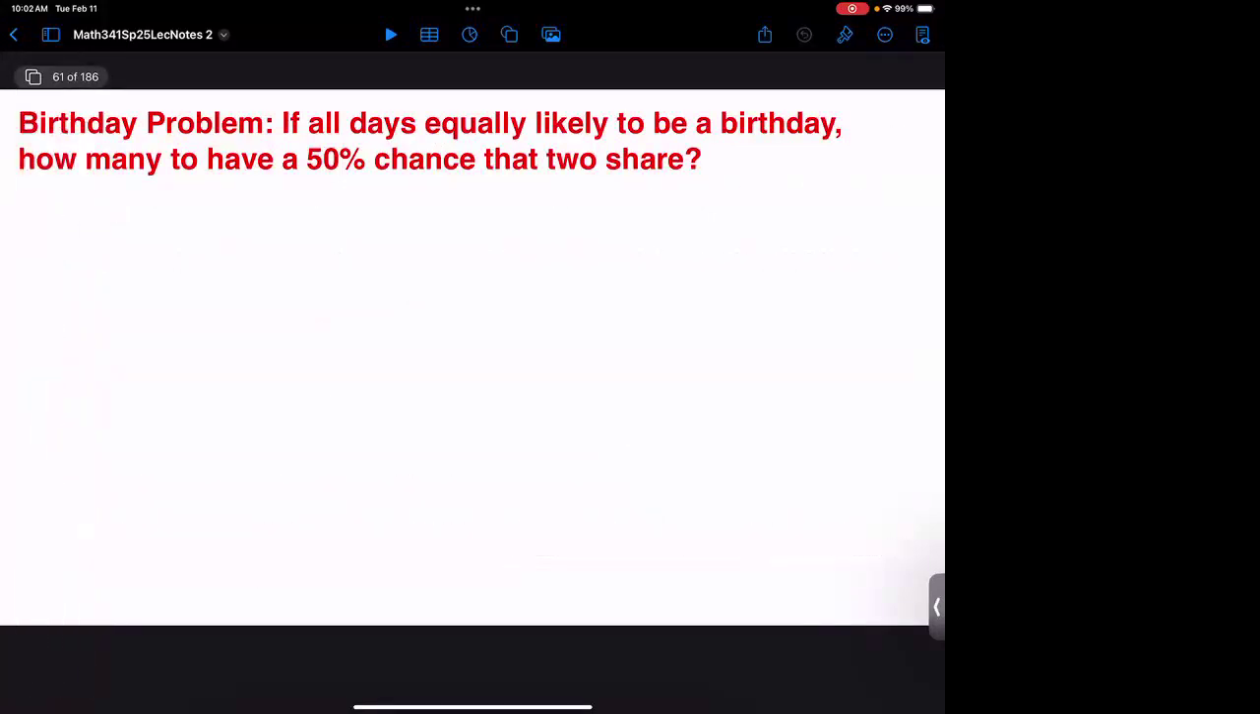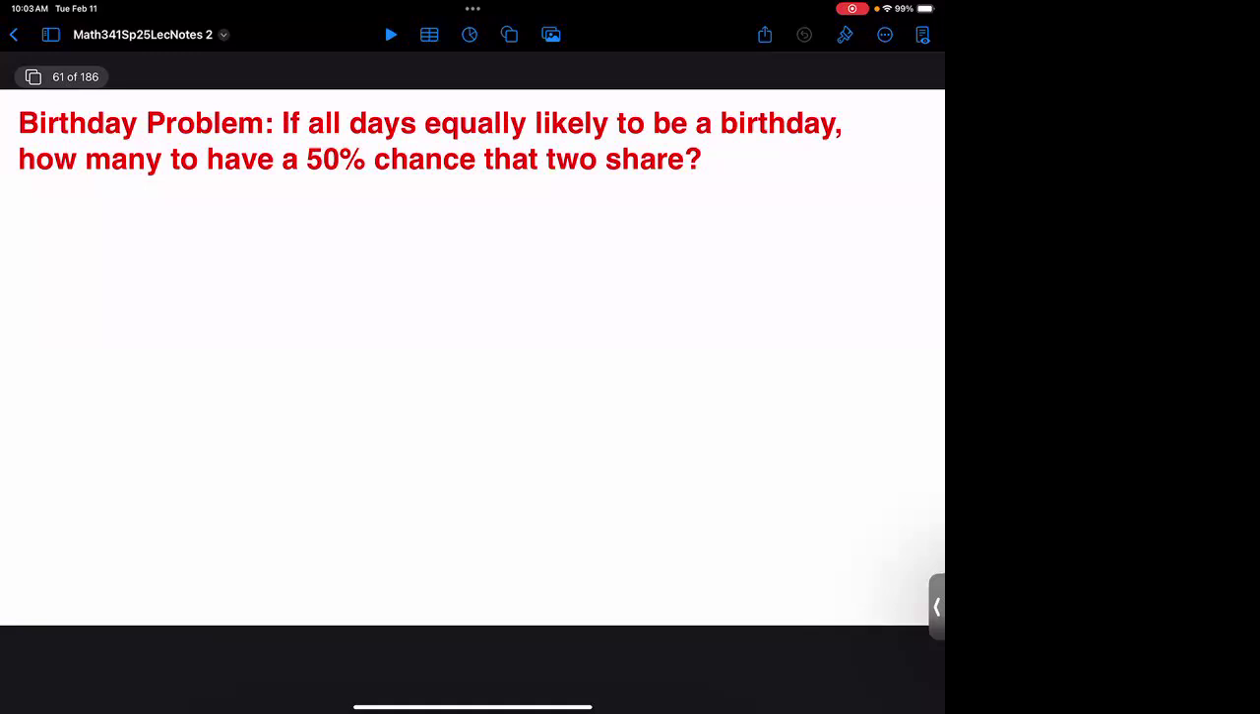Okay, so we talked briefly about the birthday problem in the first class. And I want to go through this in a little bit more detail and go through the argument in the book to try to estimate: if everybody is equally likely to have any day as their birthday, how many people do we need to have in the room before we have a 50% chance that two people share a birthday?